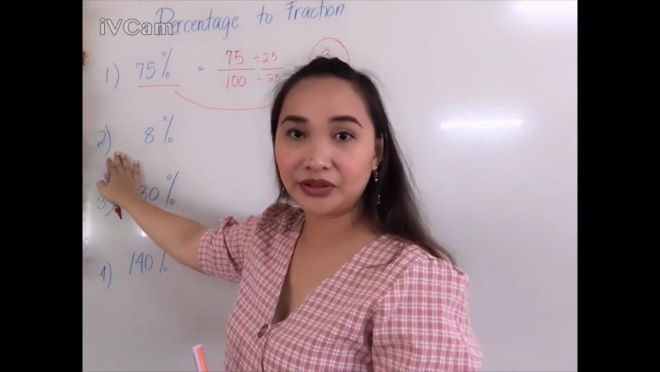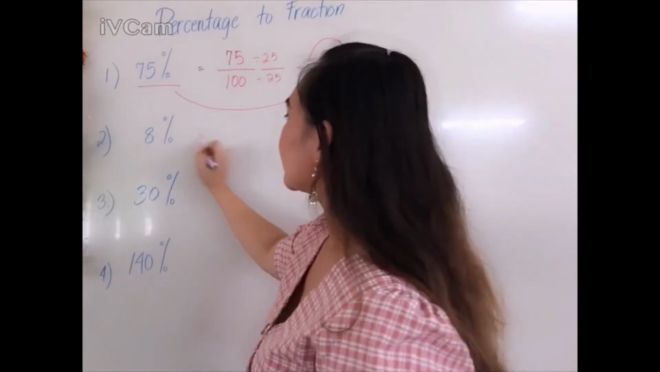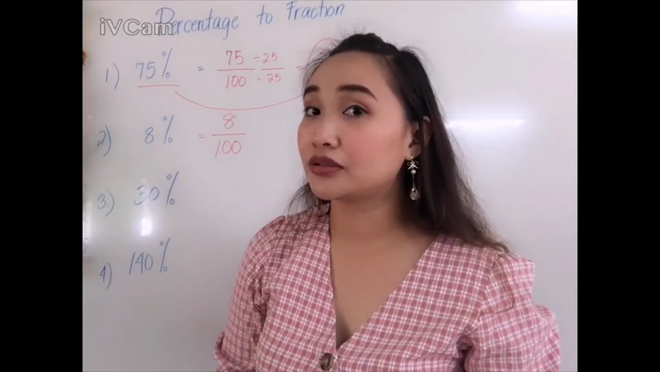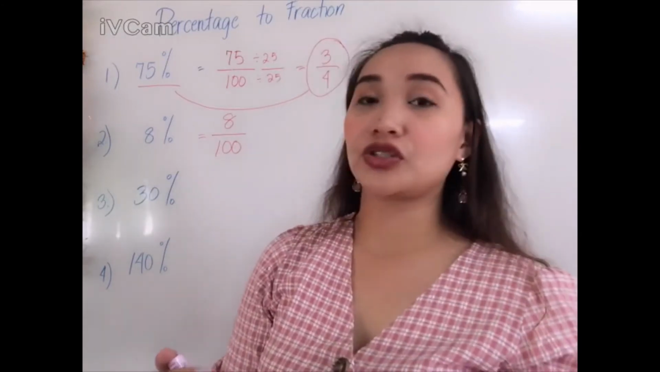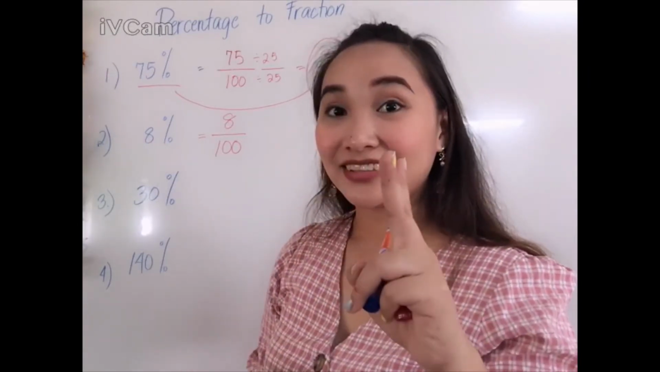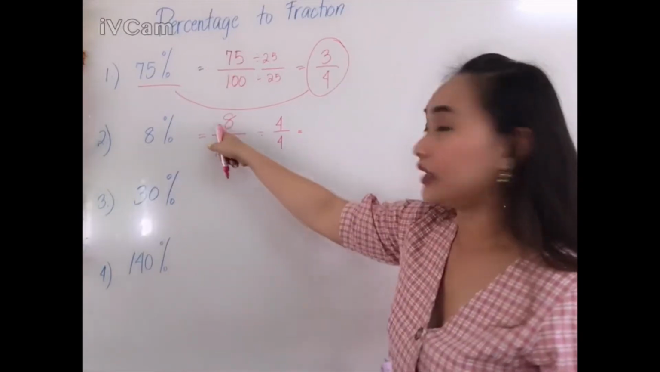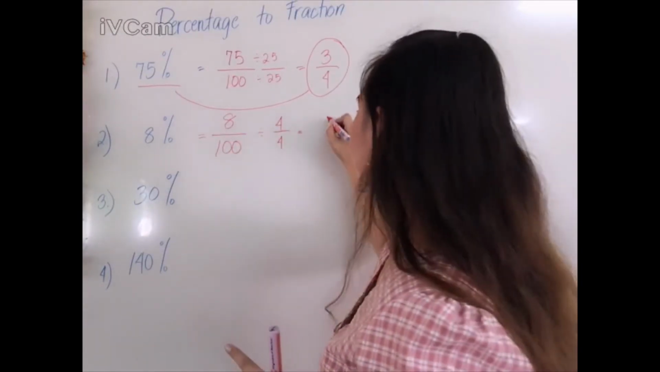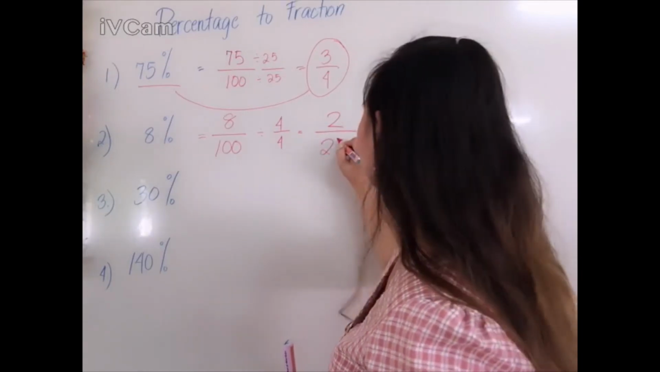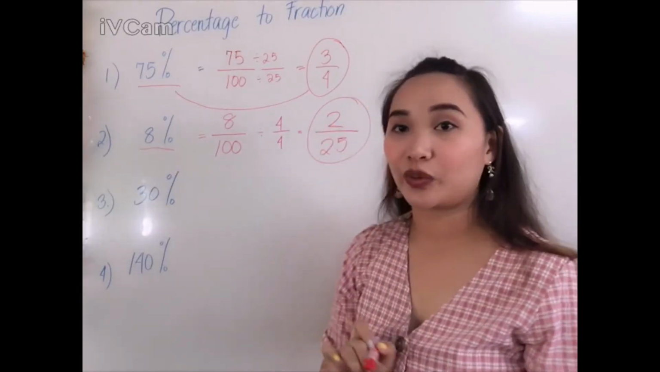Very good. So next example, we have 8%. Okay. 8%, the same method that we did here, it is like 8 over 100. So think of a number that we can divide both numerator and denominator into the lowest term. So we can divide it by 4. Very good. So 8 divide 4 is 2. 100 divide 4 is 25. So that's it. 8% is 2 over 25.